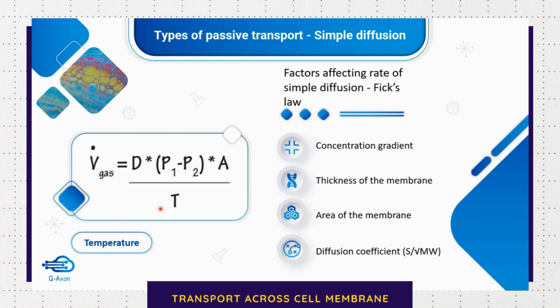Now will temperature affect the diffusion of the substance? Yes, if temperature is more, diffusion rate will be faster, because if temperature increases, the kinetic energy of the molecules increases. So they will be hitting the surface, this membrane, more. So increase in temperature causes increase in the rate of simple diffusion.